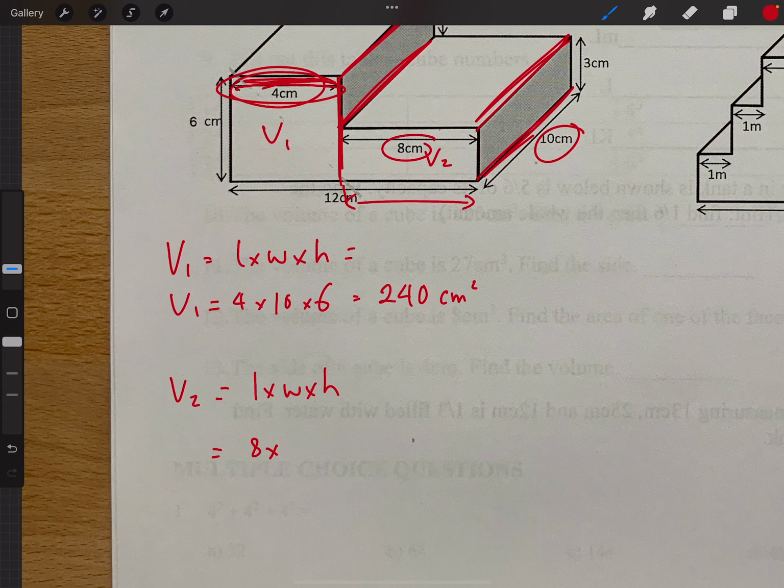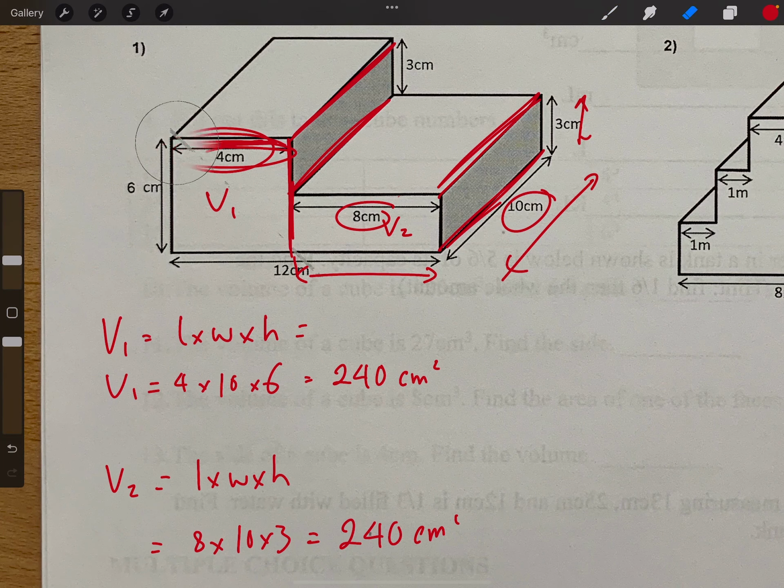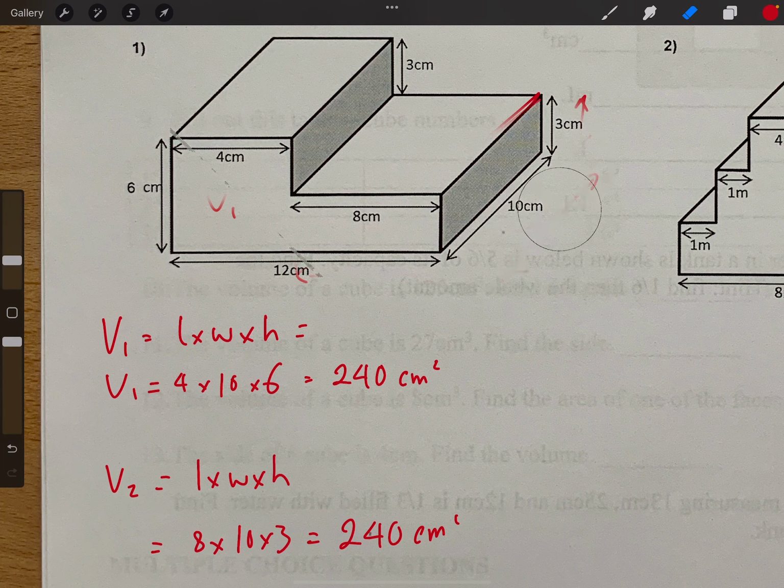Another way you can do it is by finding the cross-section area and multiplying it by how many layers we're stacking the cross-section area. So let me explain what that means. This here is called the cross-section area.